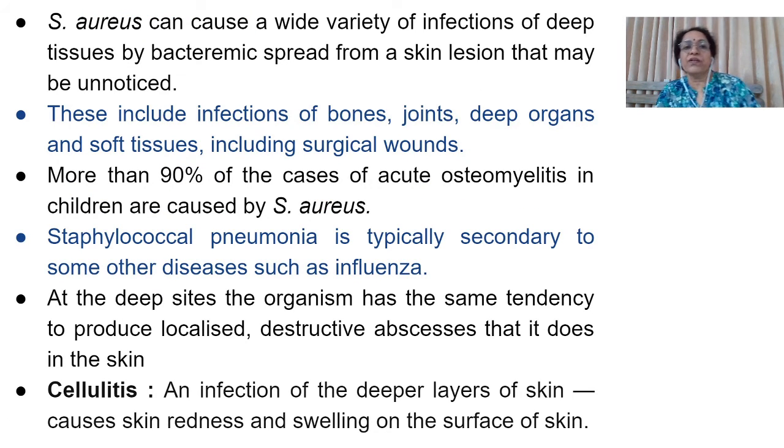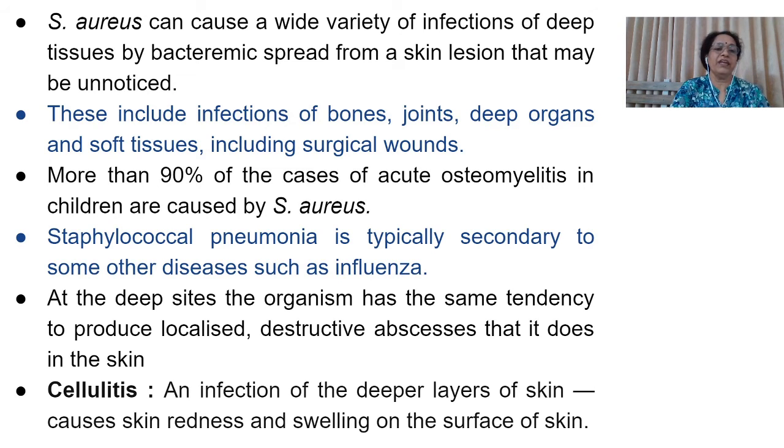Staphylococcus aureus can cause a wide variety of infections of deep tissues by bacteremic spread from skin lesions that may be unnoticed. Means initially infection is present superficially, but later on there is an involvement of blood circulation and possibility of infection of many other organs by Staphylococcus aureus. These include infection of bones, joints, deep organs, as well as soft tissues, including surgical wounds. These mainly occur in hospitals. So, nosocomial infections is the name given to such conditions.